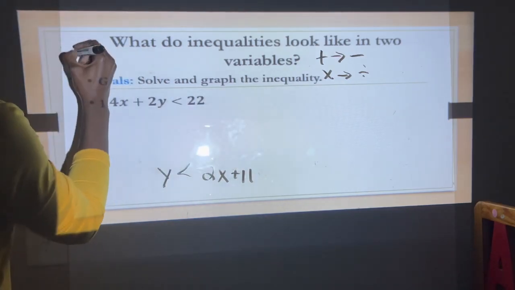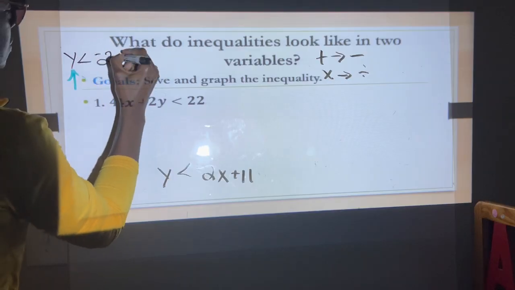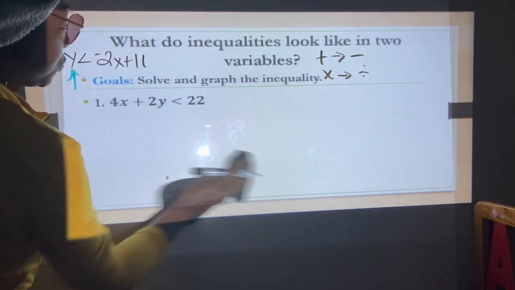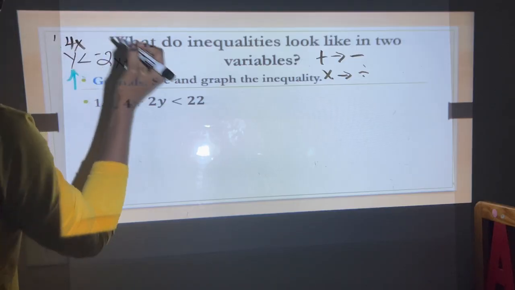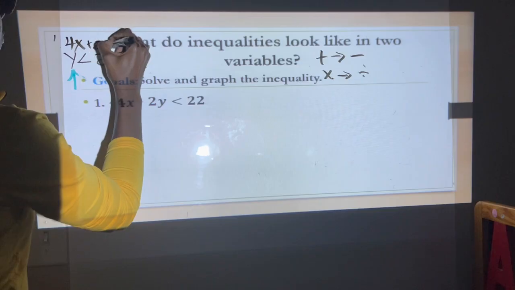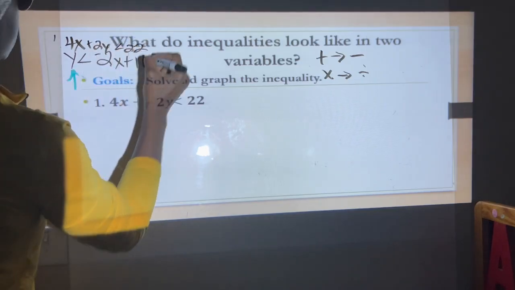Okay, y is less than negative 2x plus 11. And then we also have plus 2y is 22, okay. Oh, y'all, I wrote on the wall.